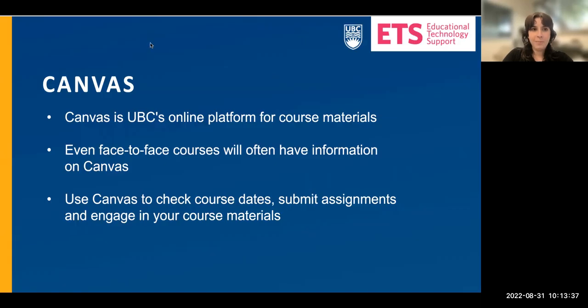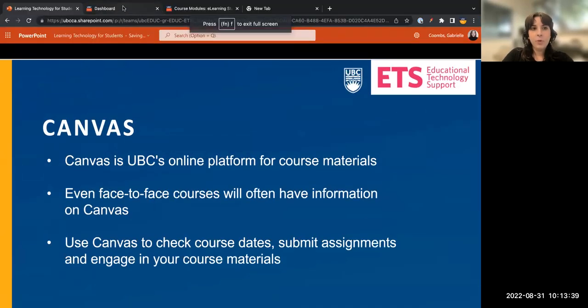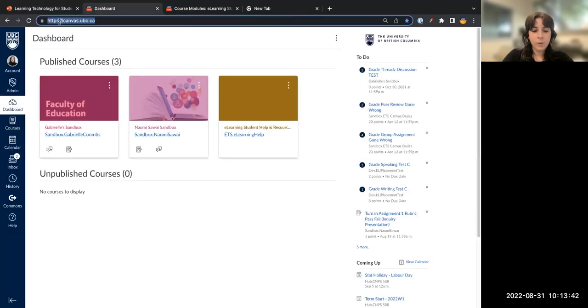Before we jump into MS Teams. So the website for Canvas is canvas.ubc.ca. This is a CWL login. So again, if you have your CWL, you can log into Canvas and access everything that you are enrolled in.